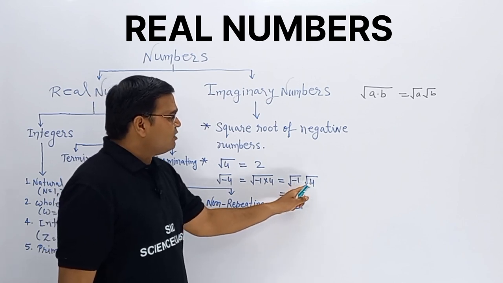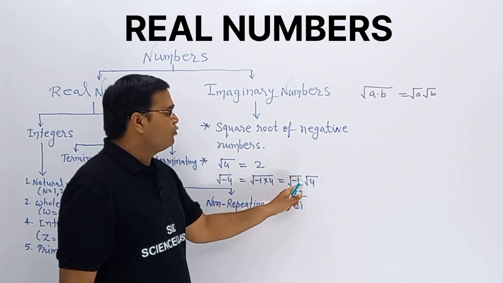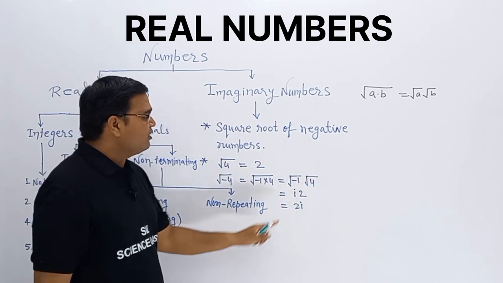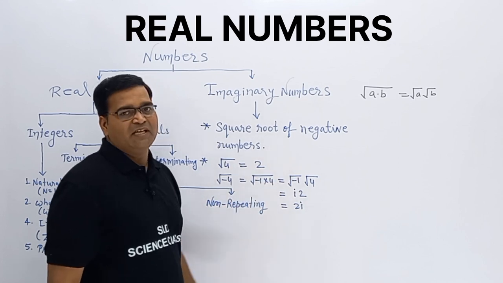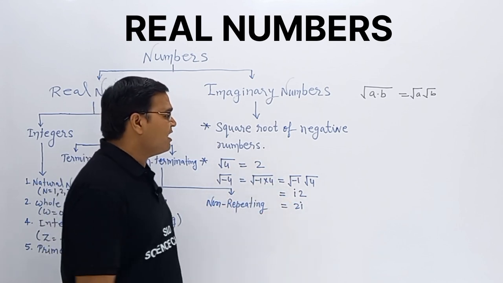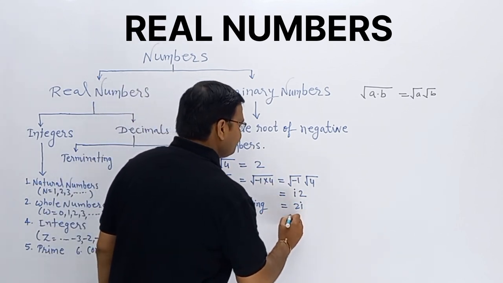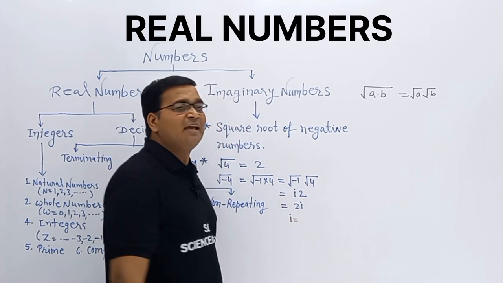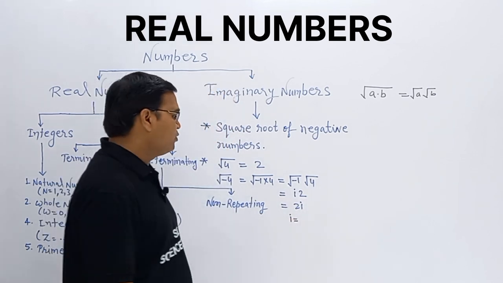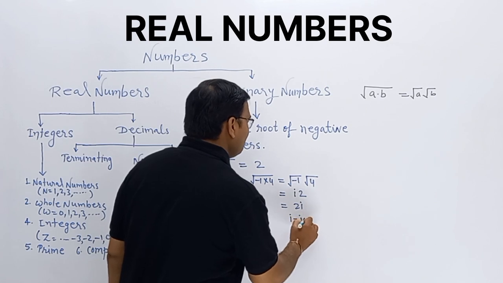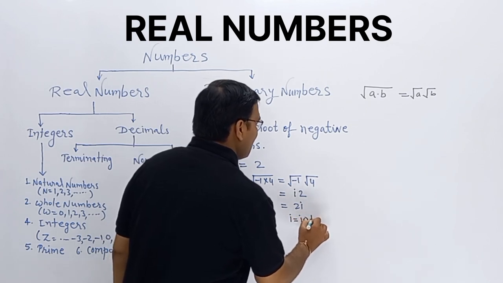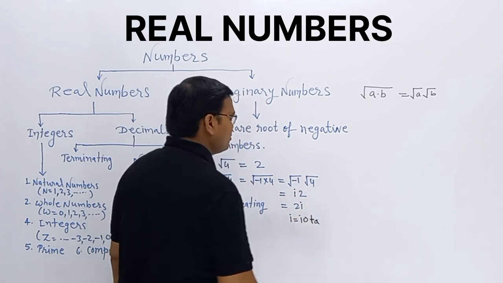So this root 4, we know well, root 4 is 2. But root -1 is iota. What is the iota? Iota is the imaginary number. I equal to what? I, O, T, A, iota. This is the iota.